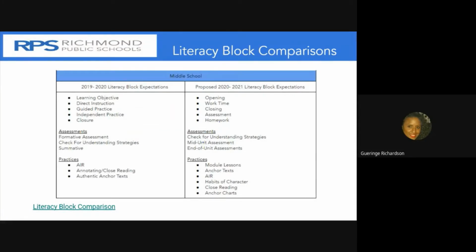Good morning, everyone. This is Garen J. Richardson, and this slide speaks to the middle school literacy block, both for this school year, 1920 school year, and our proposed 2021 school year.